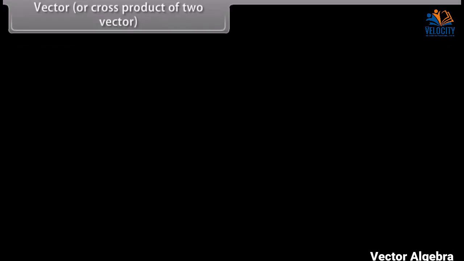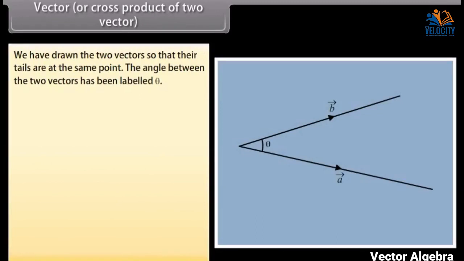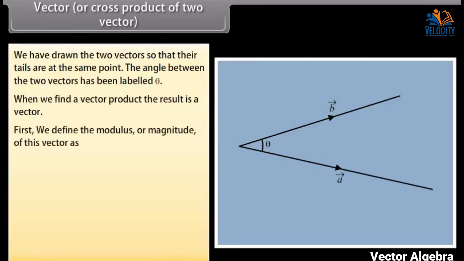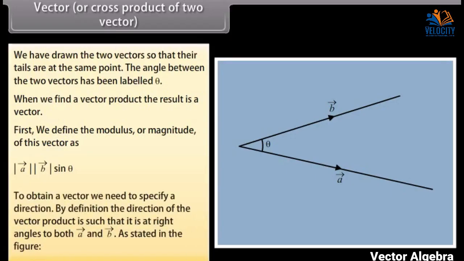Vector or cross product of two vectors. We have drawn the two vectors so that their tails are at the same point. The angle between the two vectors has been labeled theta. When we find a vector product, the result is a vector. First, we define the modulus or magnitude of this vector as the magnitude of vector A times the magnitude of vector B times sine of theta. To obtain a vector, we need to specify a direction.